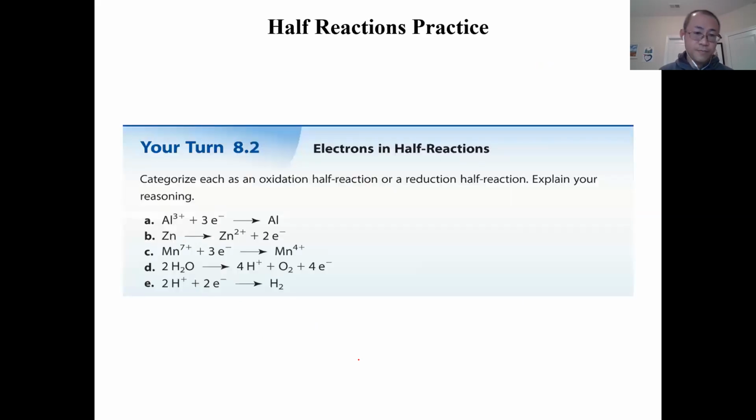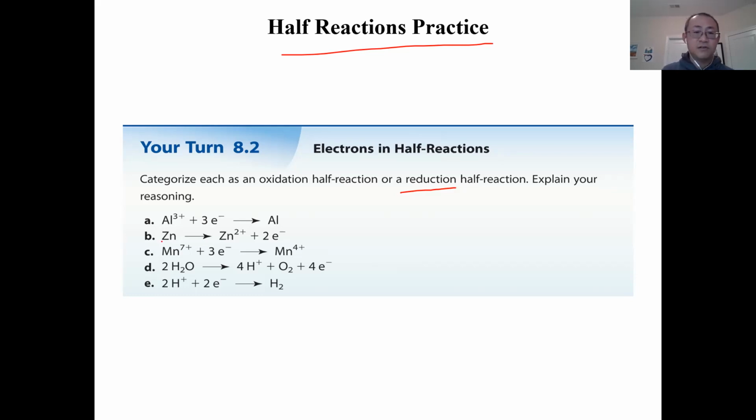Now here are some quick practices. There are 5 half reactions shown here. They ask you, based on what we learned, to quickly decide which reaction is an oxidation half reaction and which is a reduction half reaction. Remember we said earlier, oxidation is the process of losing electrons, in which half reaction electrons will be shown as a product. On the other hand, reduction is the process of gaining electrons. So in those half reactions, electrons will be shown as what?